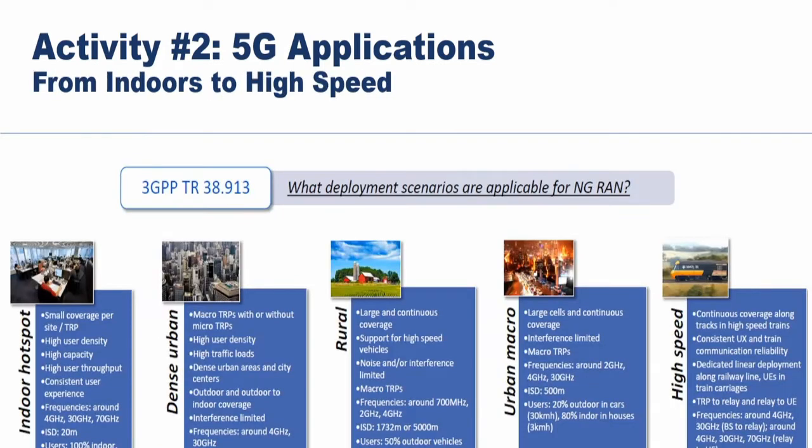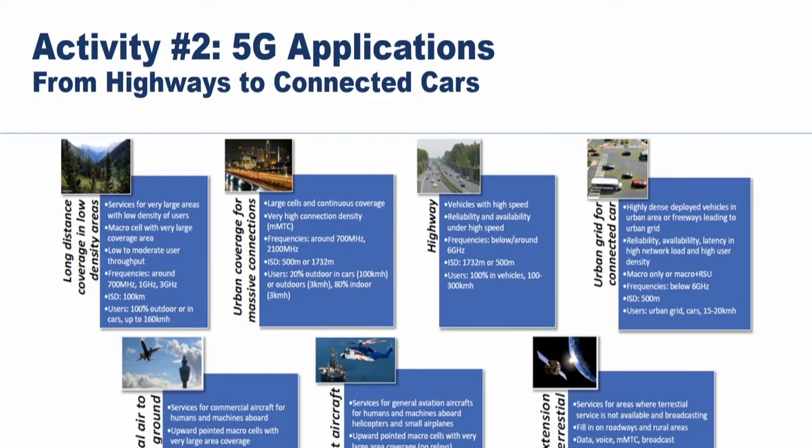In terms of application scenarios, 3GPP, NGMN, and ITU have spent a significant time trying to understand what we actually want and what the key performance indicators are. And that's well documented, so it's in TR 38.913. And the scenarios range from indoor hotspots, dense urban, rural, macro and high speed, as well as highways, connected cars, light aircraft even. So we have a wide range of different applications which need to be supported by our 5G system.